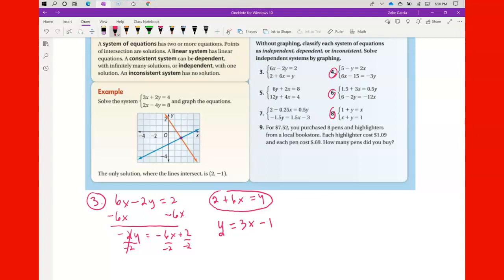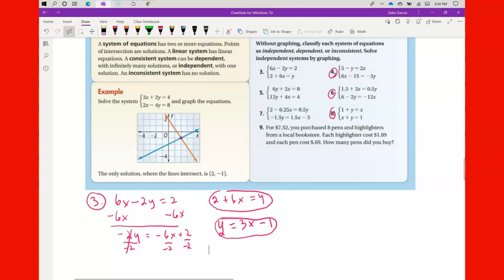So the second equation was already in slope intercept form. The first equation, we have 6x minus 2y equals 2. Solve for y to put in slope intercept form. So you subtract 6x from both sides, divide by negative 2, and so you have y equals 3x minus 1, and you have 2 plus 6x equals y.